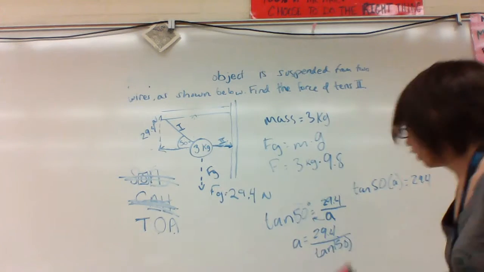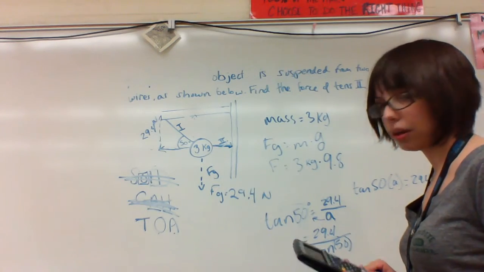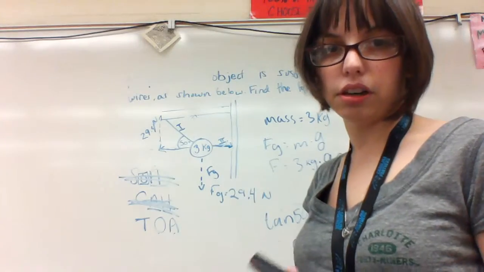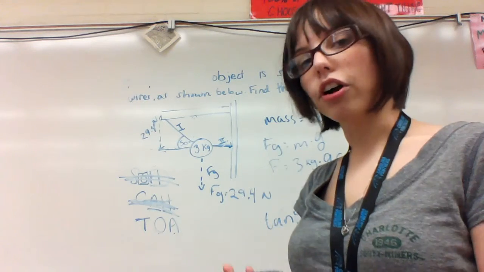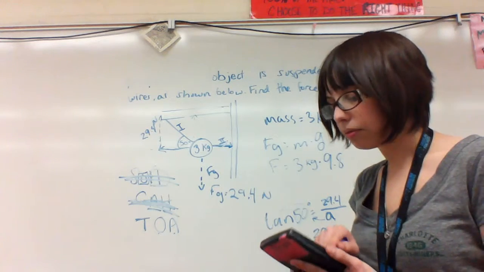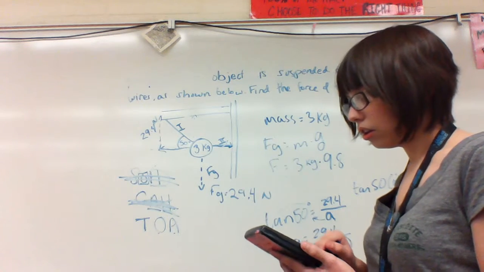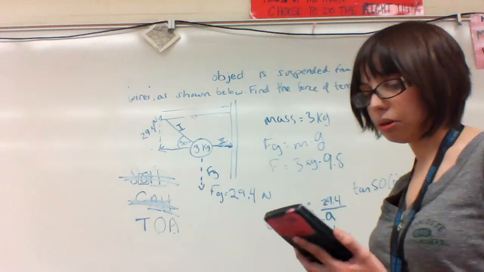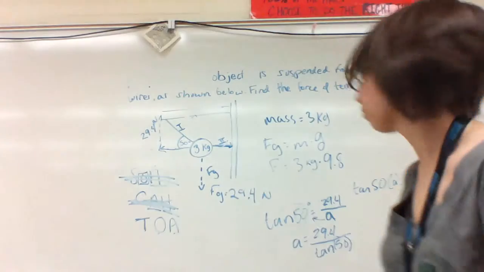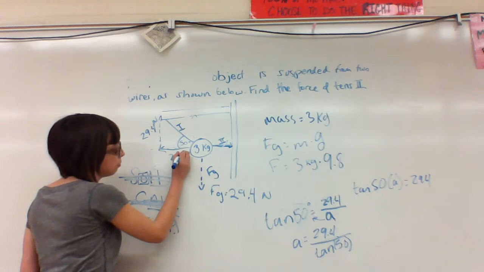Alright, so let's go ahead and solve for that. First I'm going to check the mode of my calculator. My calculator is in degree mode. Please make sure if you're using trig that it's in degrees. If you get a wacky negative number for an angle between 0 and 90, chances are you're in radian mode. Fix it. So, 29.4 over the tangent of 50. That gives me a number, I'm going to say 24.7. So on my adjacent side, this side is 24.7 newtons.